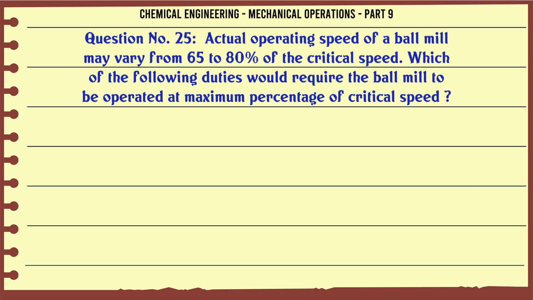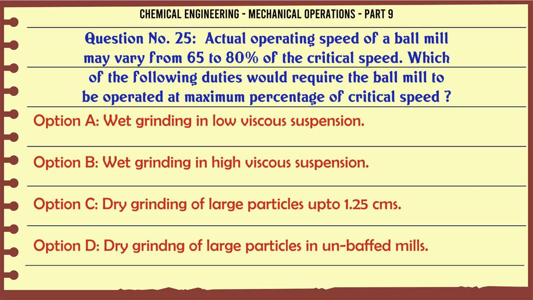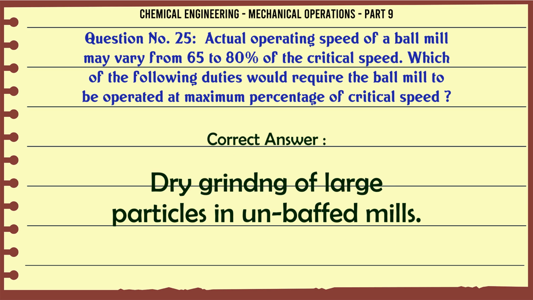Actual operating speed of a ball mill may vary from 65 to 80% of the critical speed. Which of the following duties would require the ball mill to be operated at maximum percentage of critical speed? A. Wet grinding in low viscous suspension. B. Wet grinding in high viscous suspension. C. Dry grinding of large particles up to 1.25 cm. D. Dry grinding of large particles in unbaffled mills. The correct answer is dry grinding of large particles in unbaffled mills.